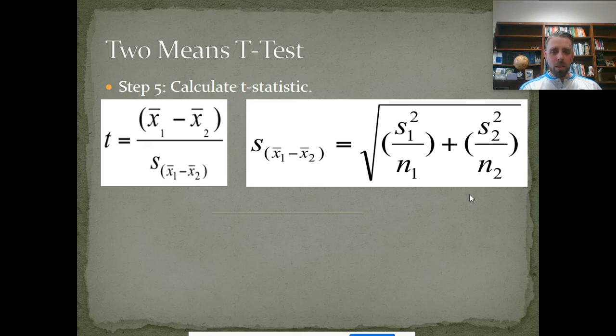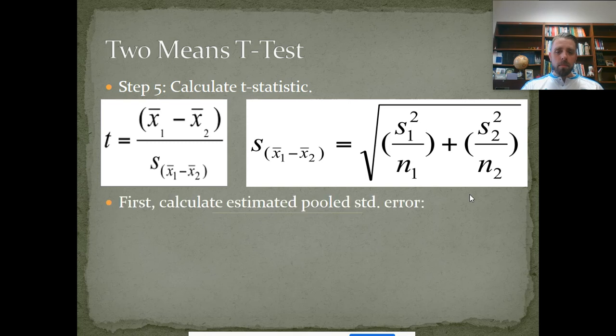Grab s squared 1, grab s squared 2, and your equation will look something like this. I'll give you a moment to actually do the math on that. So pause it if you're not up to speed. The square root of 0.45 divided by 25 plus 0.34 divided by 25. Okay, and you should have an answer of 0.18. That's the denominator of the T formula, okay?